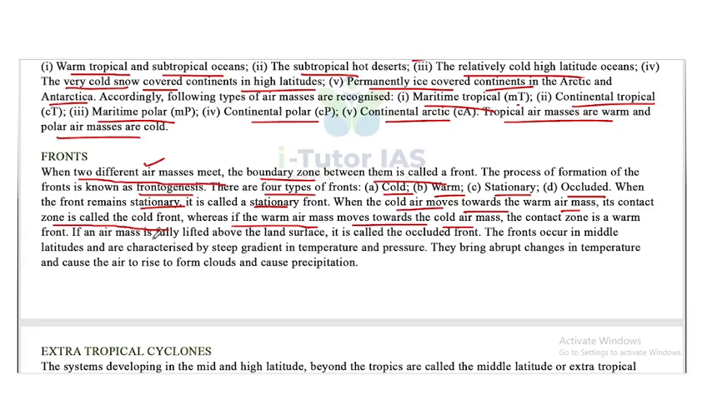If an air mass is fully lifted above the land surface, it is called occluded front. The fronts occur in middle latitudes and are characterized by steep gradients in temperature and pressure. They bring abrupt changes in the weather and cause the air to rise to form clouds and cause precipitation. So that's about the fronts.